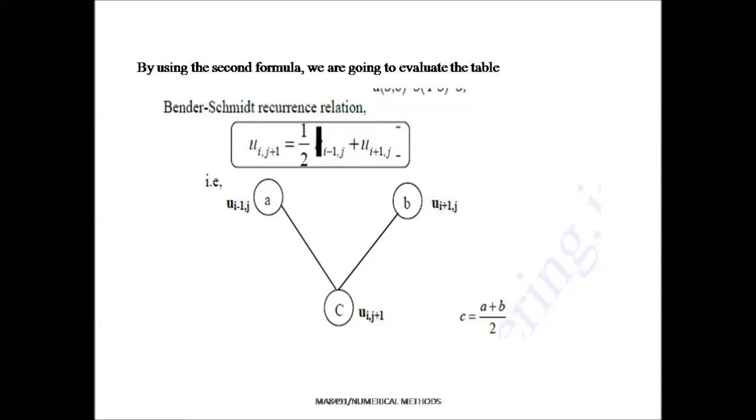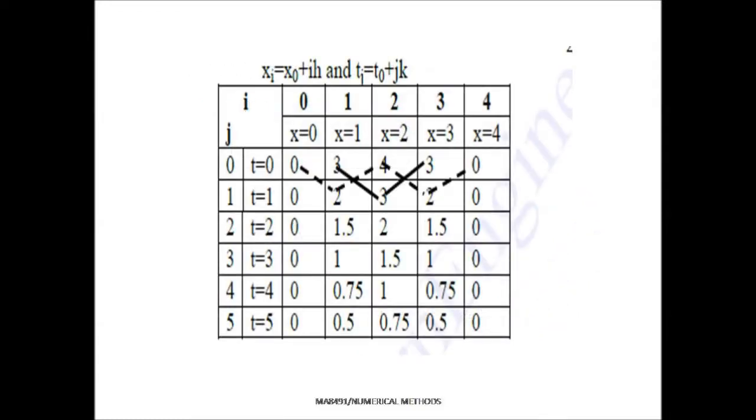Now this is the formula we are going to use to find our values in the table. So by calculating our boundary points using the initial condition, h and k values, we are going to find the interior values by using this formula. So let's move on to our table.